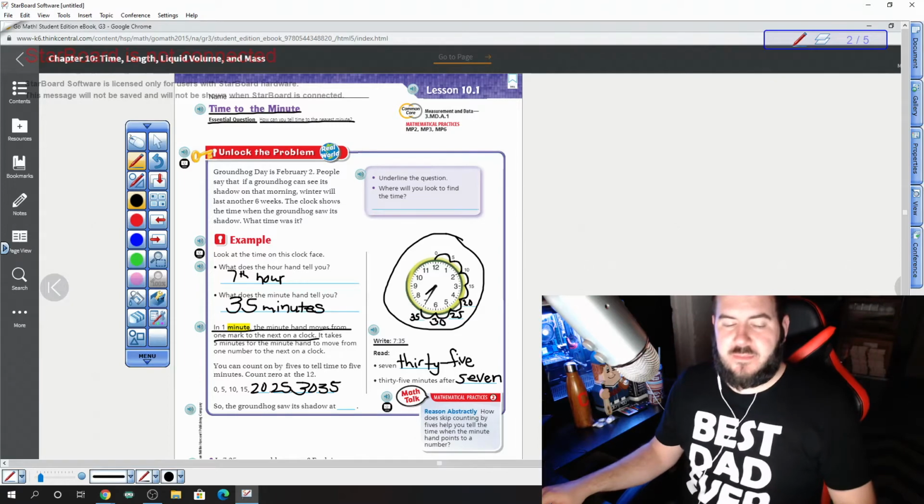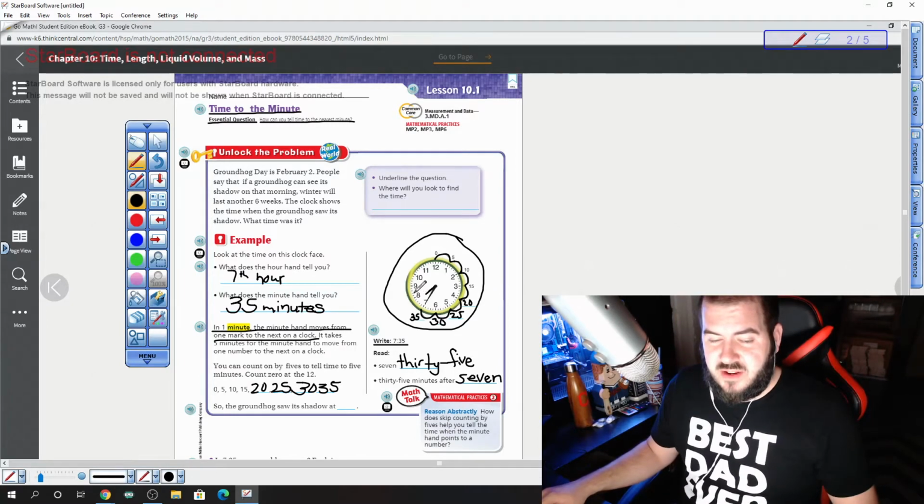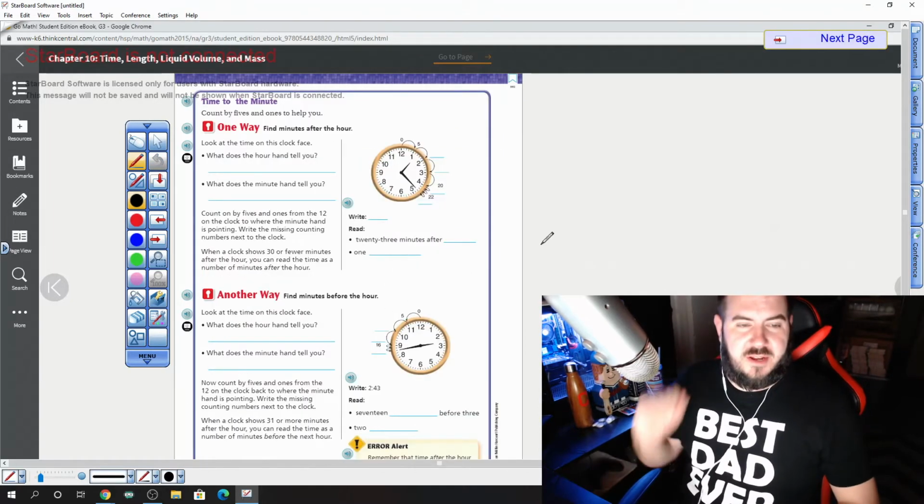So, that was how we told time. We used the hour hand in between the 7 and the 8, which means it's the 7th hour. It's not to the 8 yet. And we used the minute hand on the 7 and counted by 5s to get to that total. So it is 7:35. On to the next page.